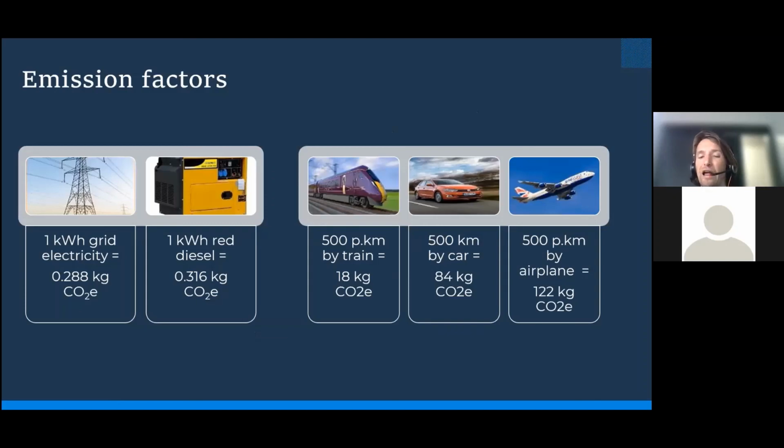Just to, I think that would be average car. If I've done my work correctly, I would have used the average car factor.